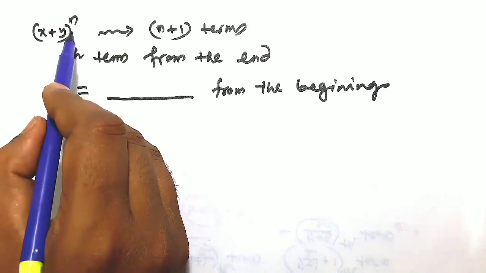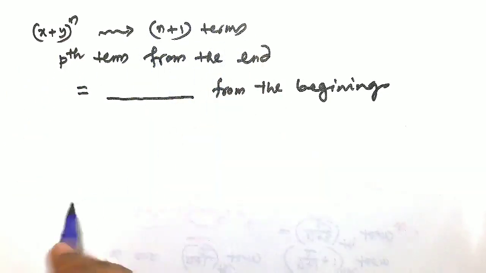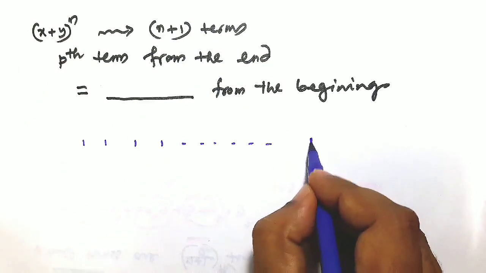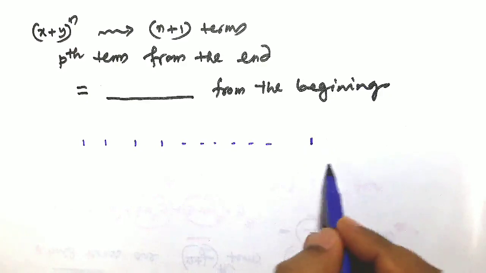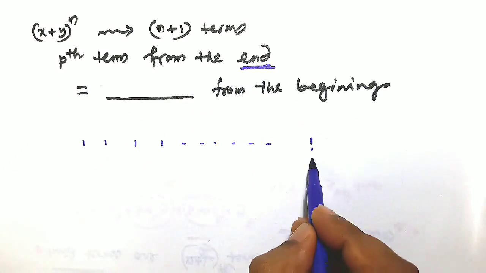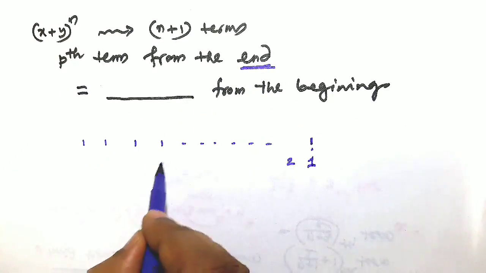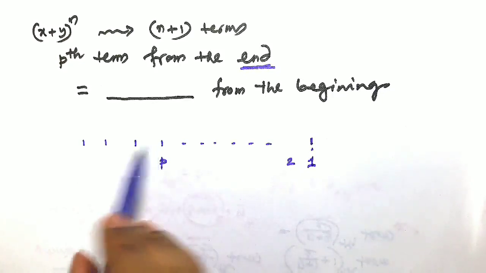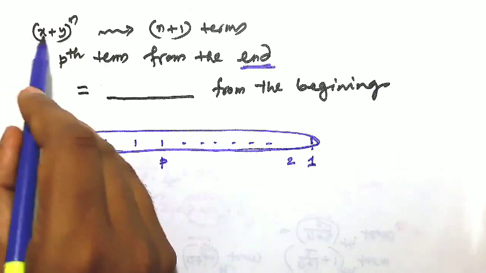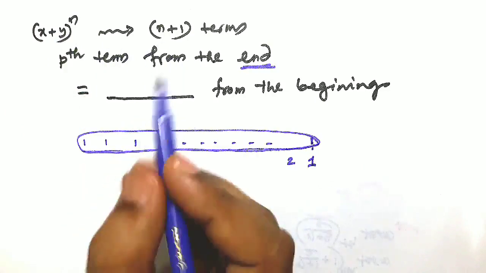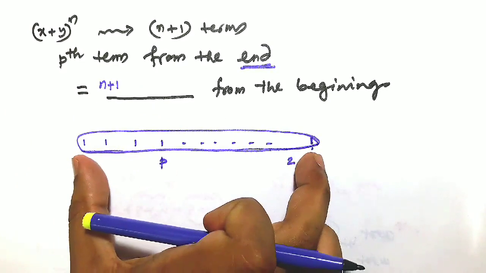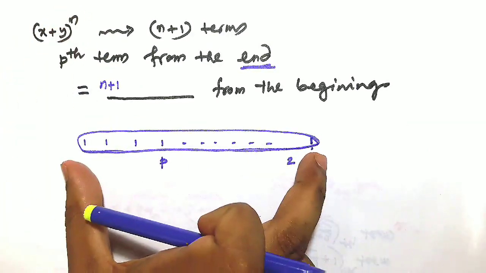Observe that (x + y)^n gets n + 1 terms in the expansion. 1, 2, 3, 4, 5, 6, in this way, this is the (n + 1)th term. If you count from the end, this is the given pth term from the end, so the ranking of this one will be 1, next 2, in this way, say this is the pth term. Since there are n + 1 terms in the expansion of (x + y)^n, you just write n + 1. The total number of terms in this expansion is n + 1.